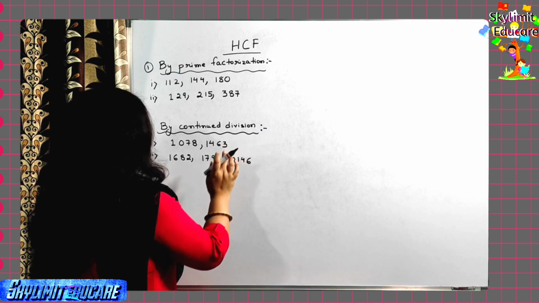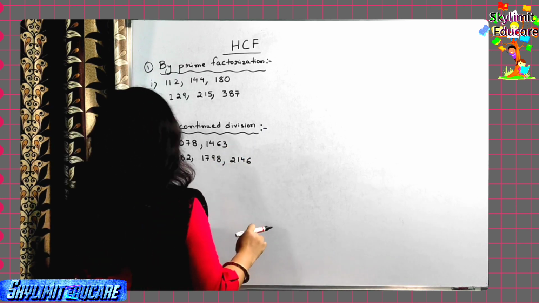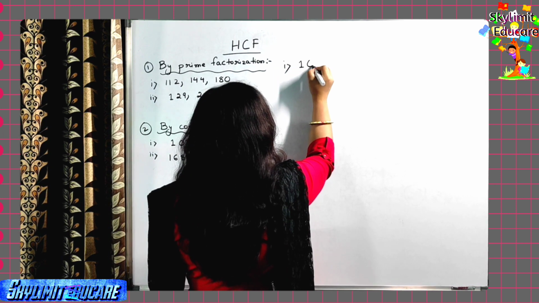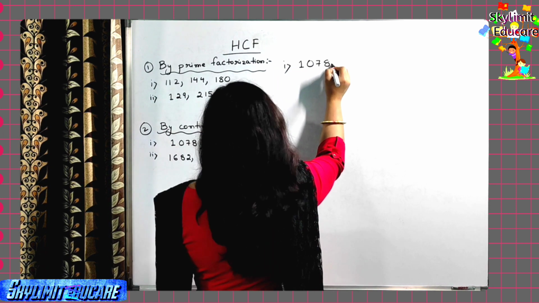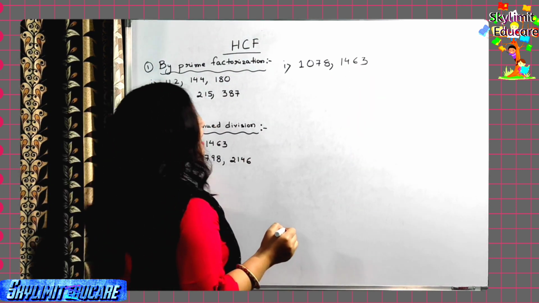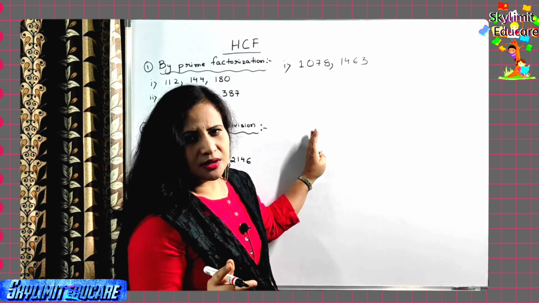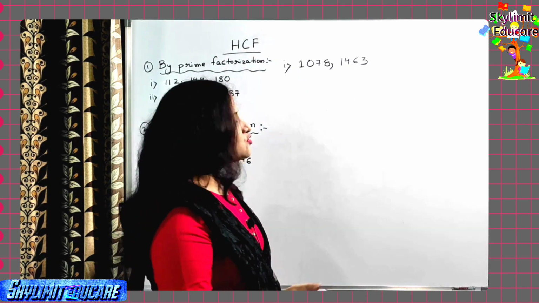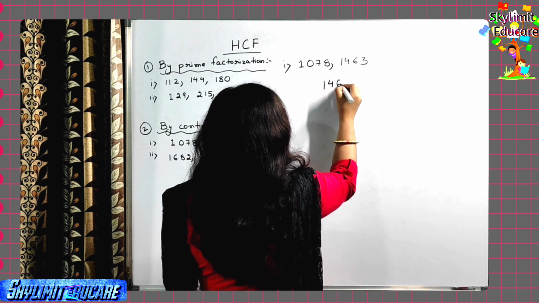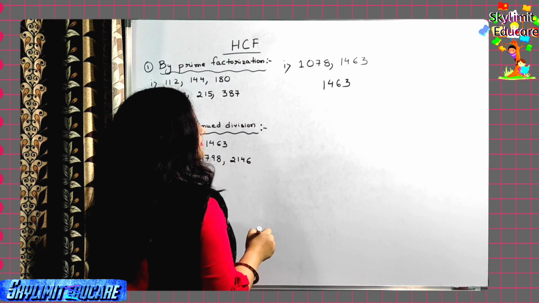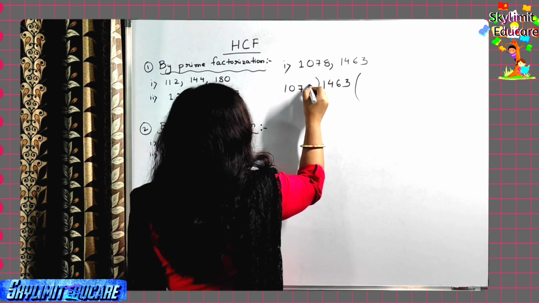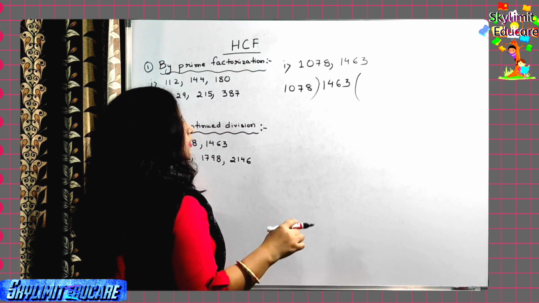Okay, so this also you have done, but let's take a revision for this also. By the continued division method. So two numbers, 1078 and 1463. Okay, so just you have to choose the smaller number as a divisor and the greater number as a dividend, right? So which is the greater among these? 1463 is the dividend, it is greater, and the divisor will be 1078. Clear? And as usual, we are going to divide it.